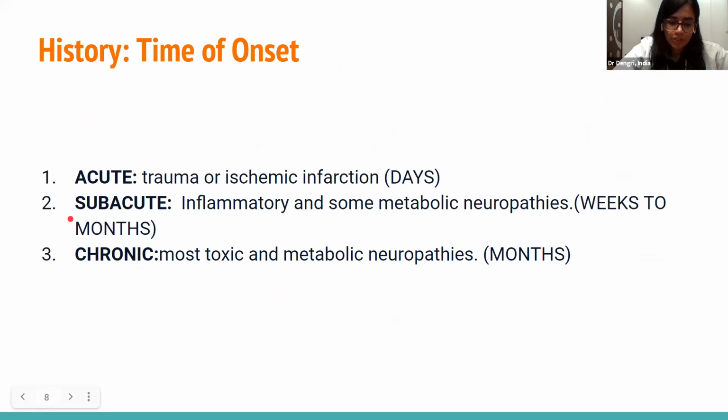So first of all, when the patient comes to you, the first question you ask is about the time of onset. If it is acute, within days, then you basically suspect it can be a trauma, it can be ischemic. If it is subacute, that is weeks to months, then it can be inflammatory, metabolic. If it is chronic, been for months or years, then toxic or metabolic. So this will help you narrow down on what you're thinking and what can be the causes.